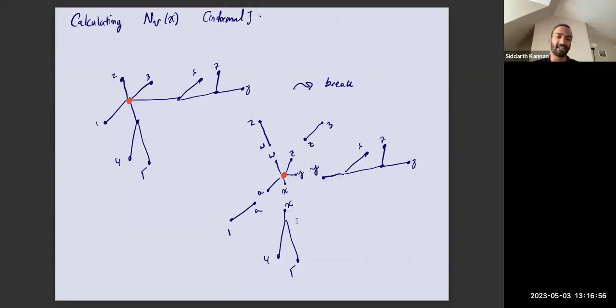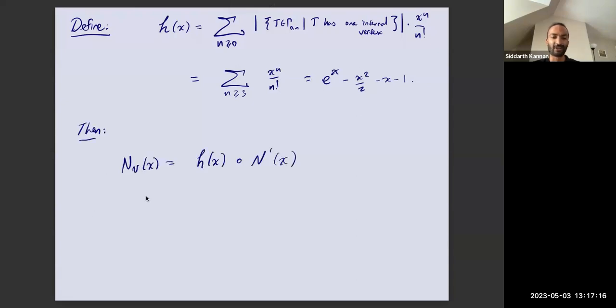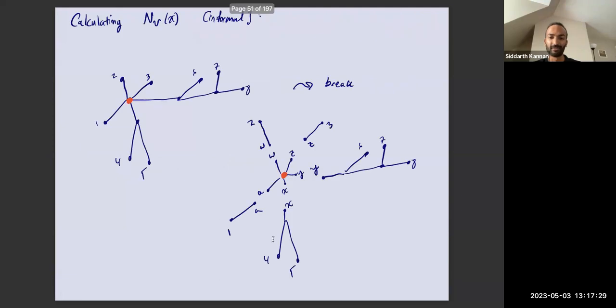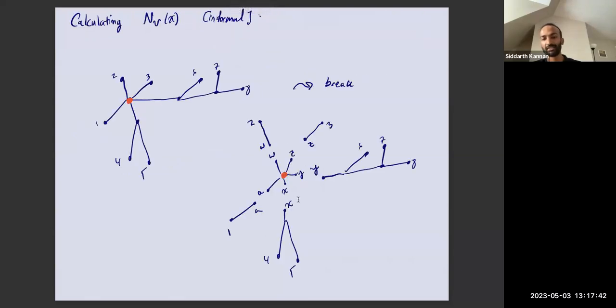So the point is, if I define H sub X to be the generating function for trees with exactly one internal vertex, that's pretty easy, because there's only one tree with exactly one internal vertex for all n at least 3. So that's some explicit thing. But this vertex generating function is h of x composed with the derivative of n of x. This composition is supposed to be interpreted as an attaching operation from this picture. I'm composing the generating function for objects that look like this with the generating function for rooted trees, and that's what's going on in this picture here.